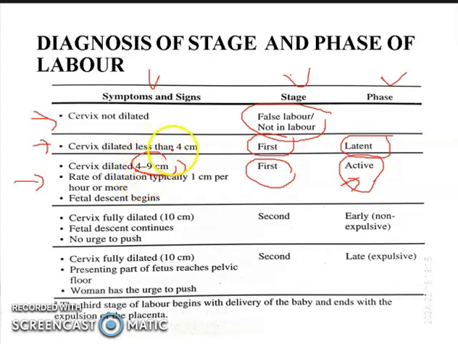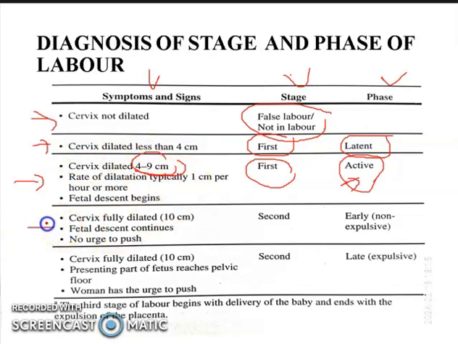Okay, below 4 centimeters, meaning from 1 to 3, that's the first stage of labor, but it's in latent phase. And the partograph is usually opened when the woman is in active phase of labor. So for you to open the partograph, the woman should be 4 centimeters dilated and above.